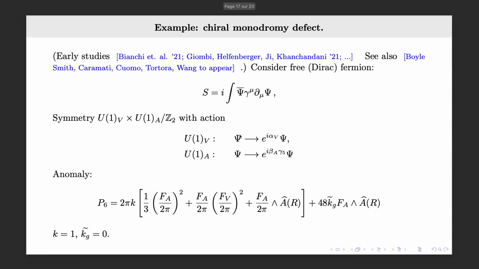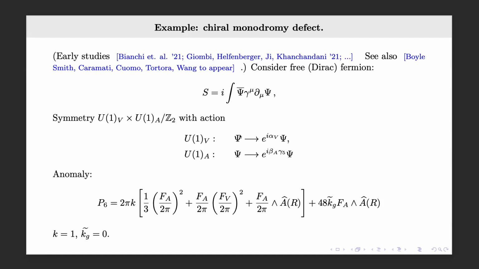So, okay, maybe let me give you an example, which is a very simple one, the one of the chiral fermion. So we just consider the 3+1D Dirac fermion. Again, this is just a free theory, that's the action. And as you very well know, it has two symmetries, a vector and the axial symmetry, which act in that way on the fermionic field.